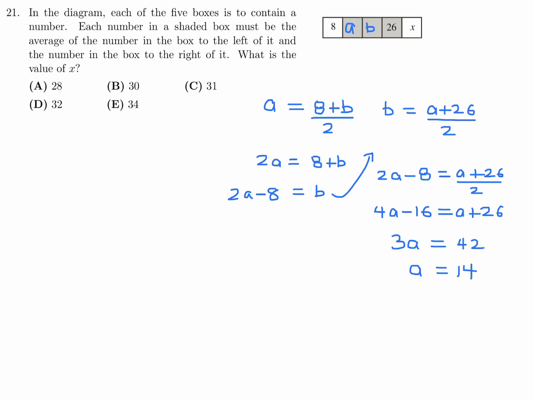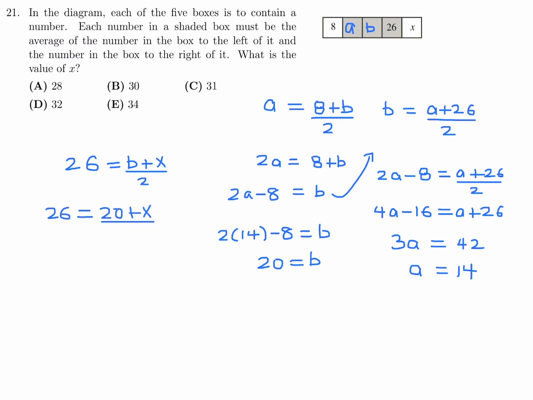And we can substitute that back into here to get B. If you do, you get 2 times 14 minus 8 is equal to B. So that's 28 minus 8, which is 20. So now we can concentrate on the last 3. It means that 26 is equal to (B plus X) divided by 2. Well, B we just figured out was 20. Cross multiply, you get 52 is equal to 20 plus X. And therefore X is equal to 32. So number 21, the answer is D.